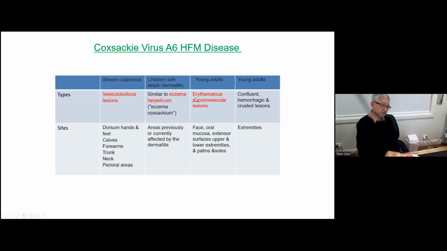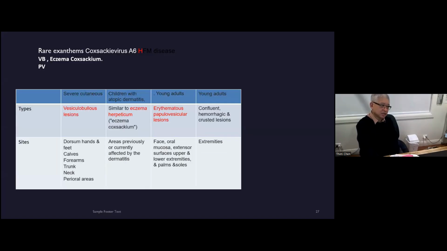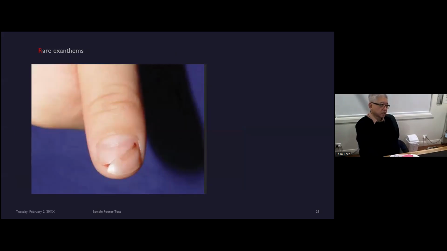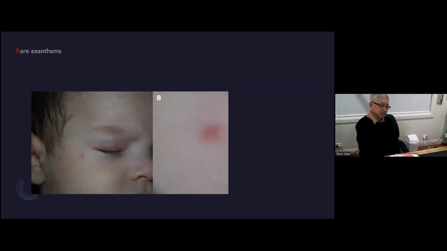So you get vesicular, bullous, eczema herpeticum. So a bit more skin signs. Sometimes they are rare, but then it does exist. And this is onychomadesis, where there is separation of the nail plate from the nail matrix. It takes a few months for it to come, and it's seen in A6 as well.